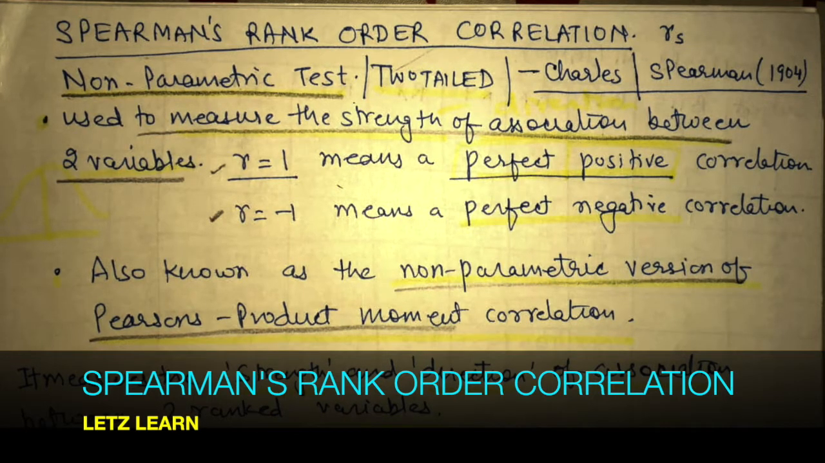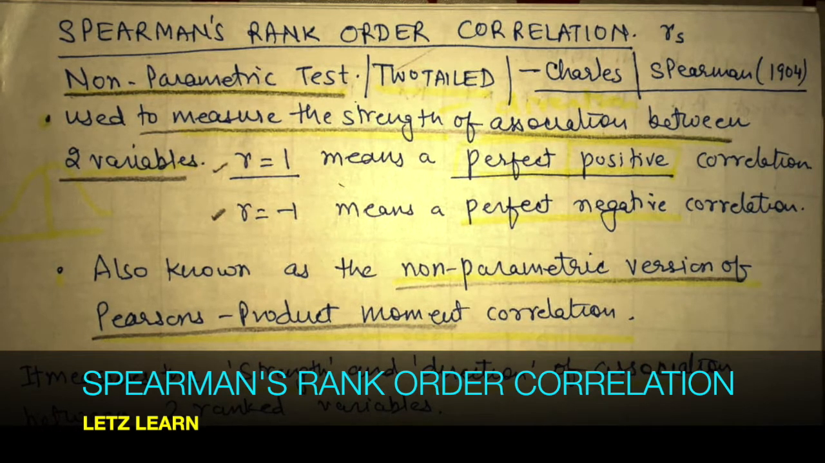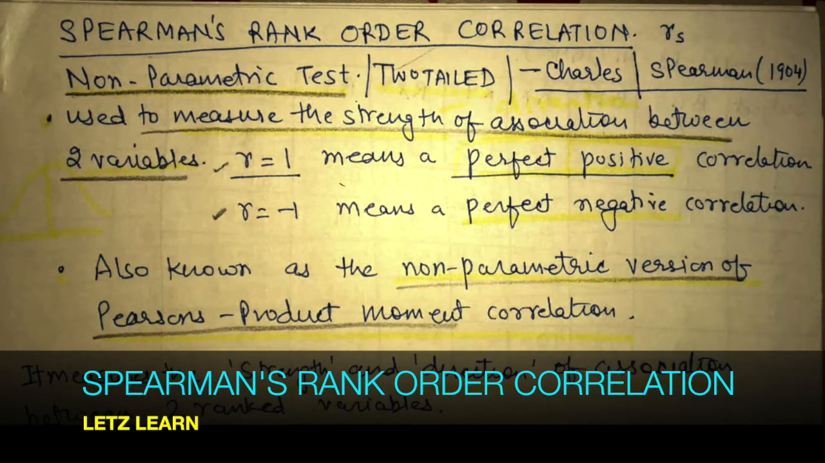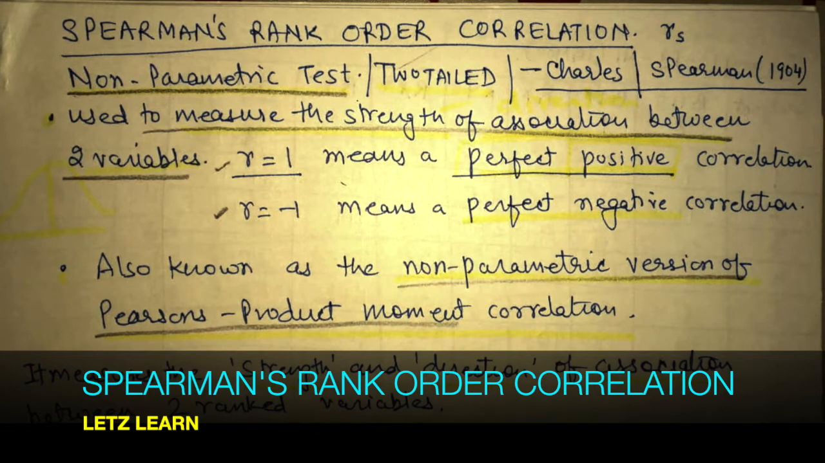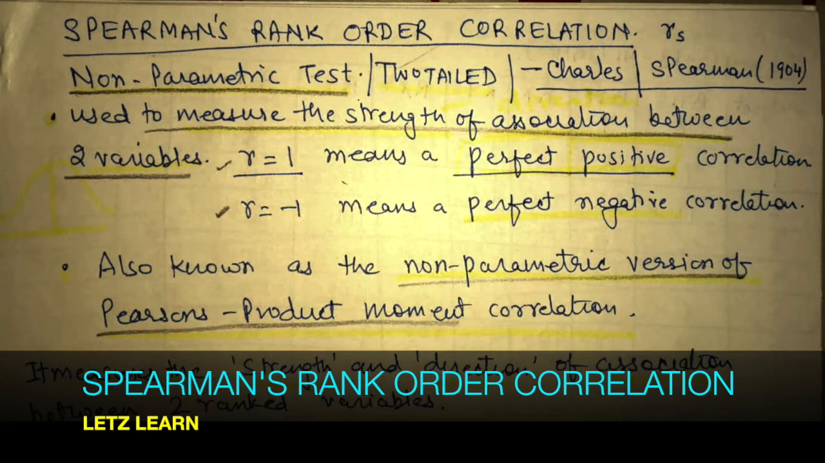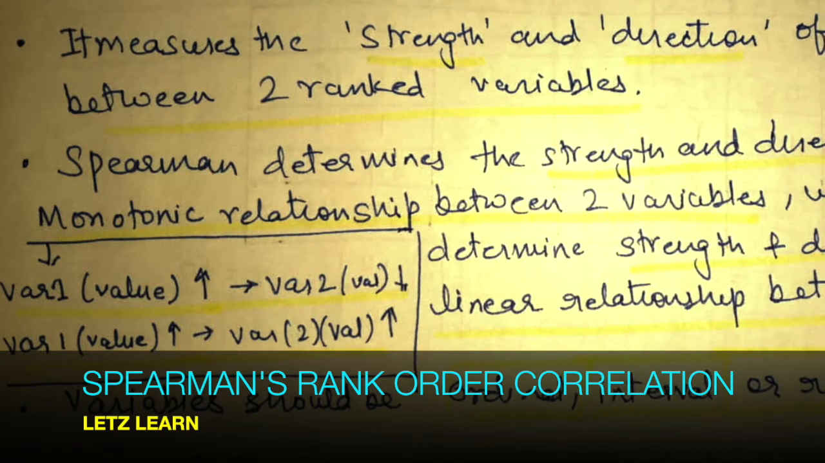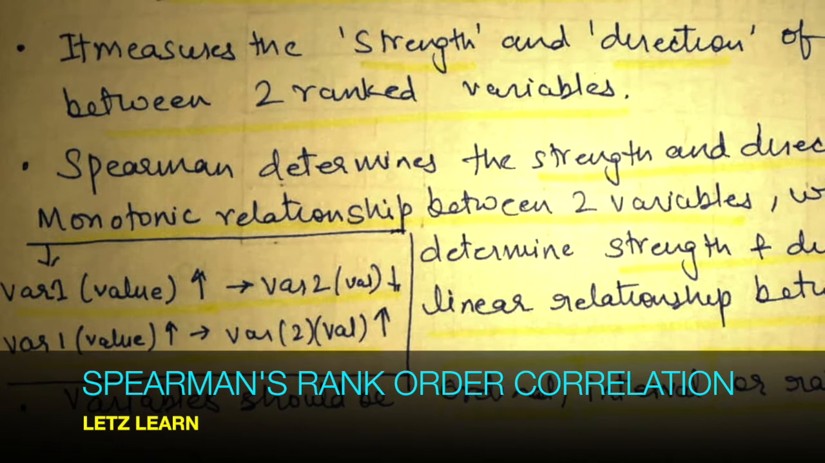Spearman's rank order correlation is also known as the non-parametric version of Pearson's product moment correlation. It measures the strength and direction of the association between two ranked variables, as we just talked about. Spearman determines the strength and direction of the monotonic relationship between two variables. That is, if variable 1 value is going up, variable 2 value can also go down.